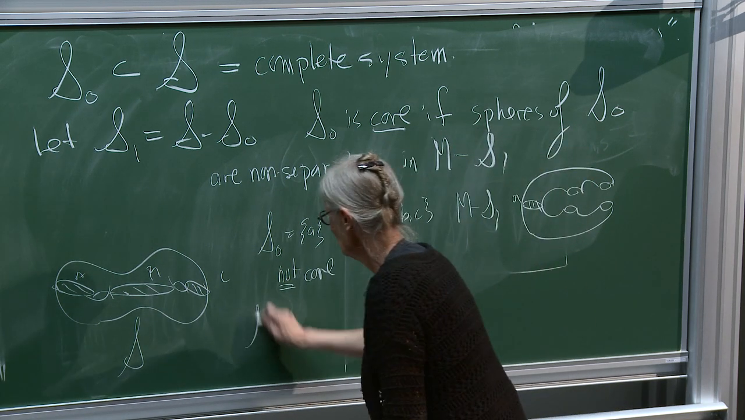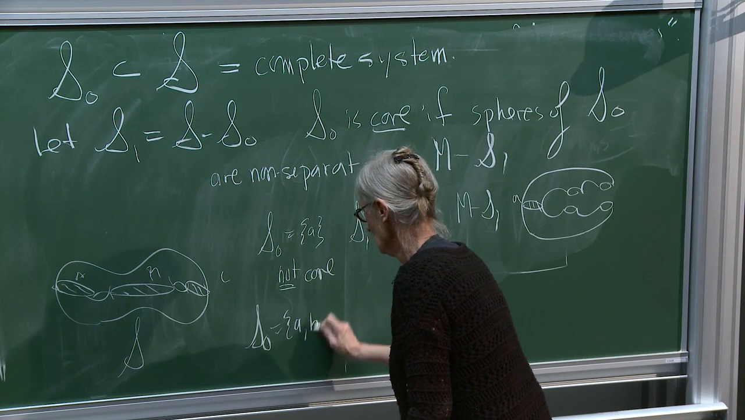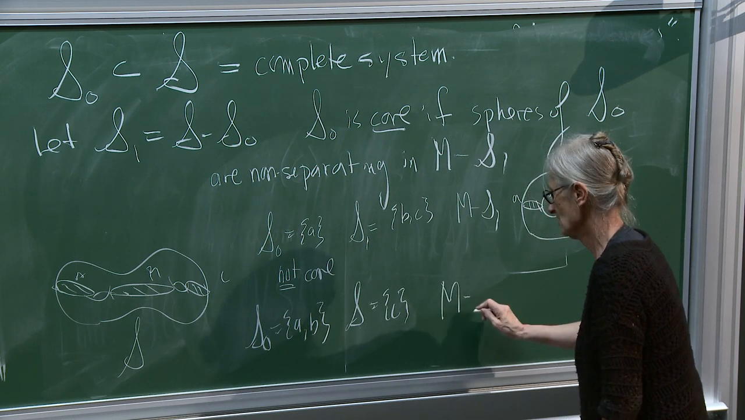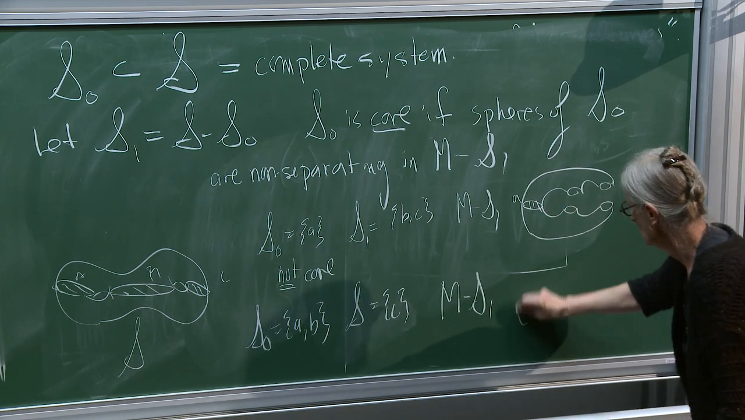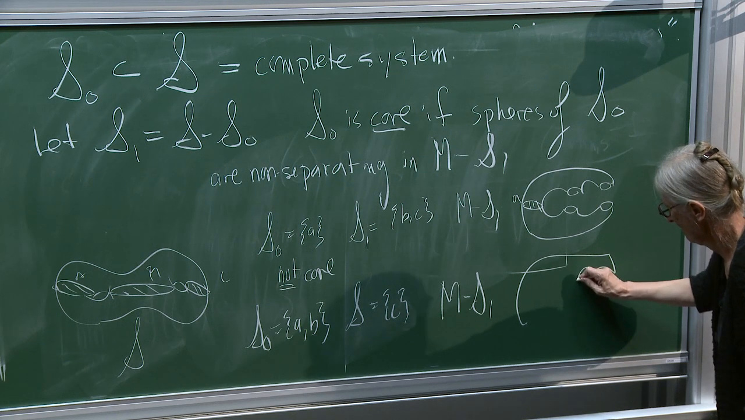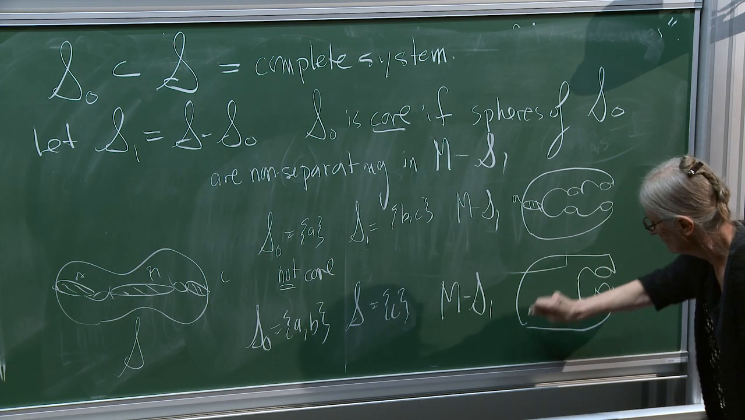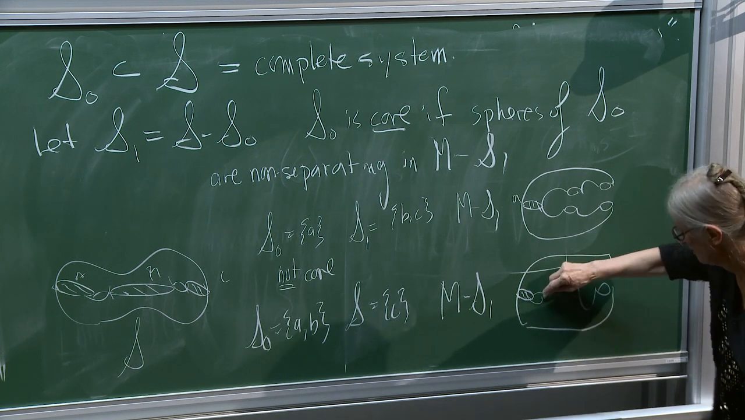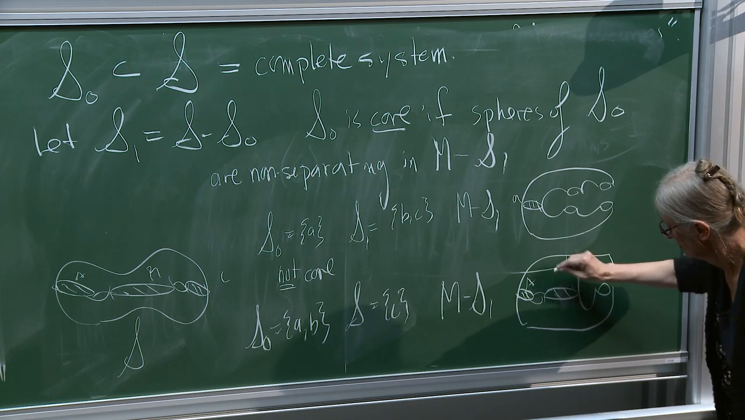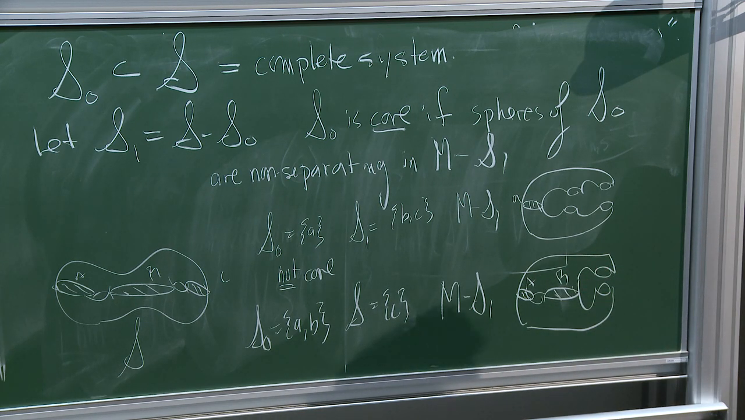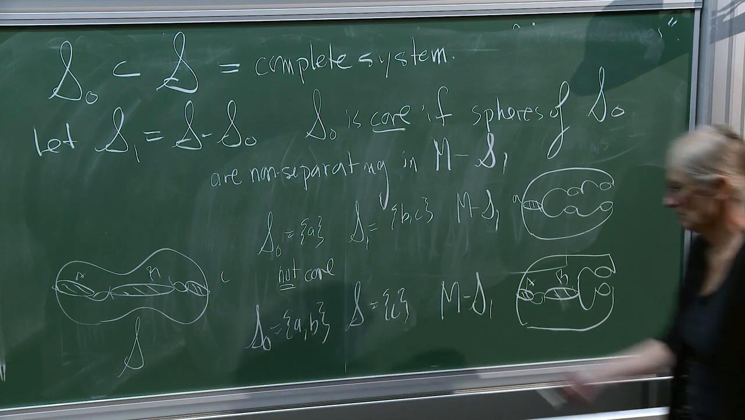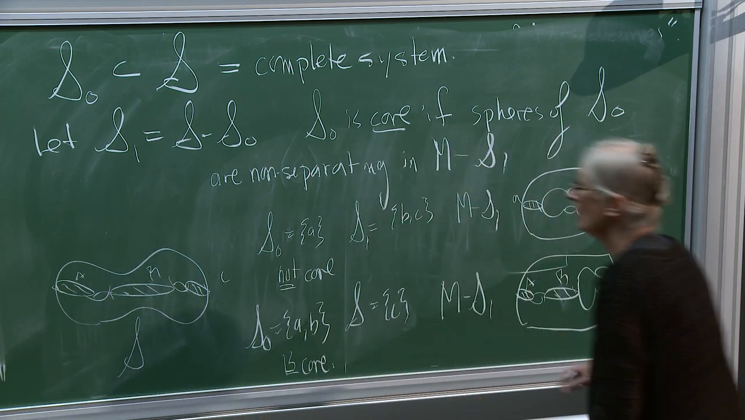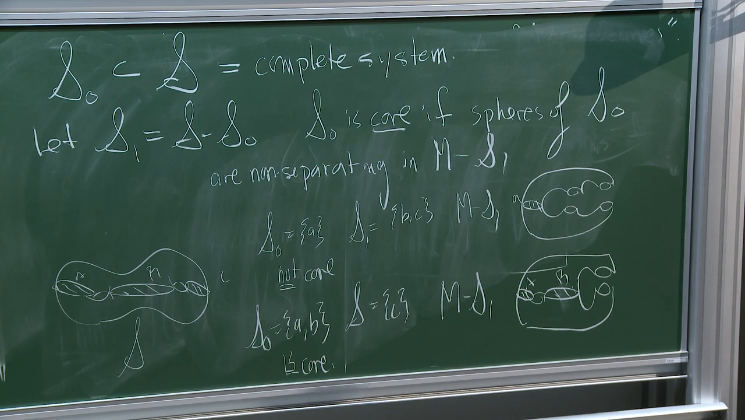On the other hand, if I started with A and B, the rest of it is C. And if I just take out C, then where were we? A and B. They're not separating. So this is core. And I have 1 minute to tell you what to do.